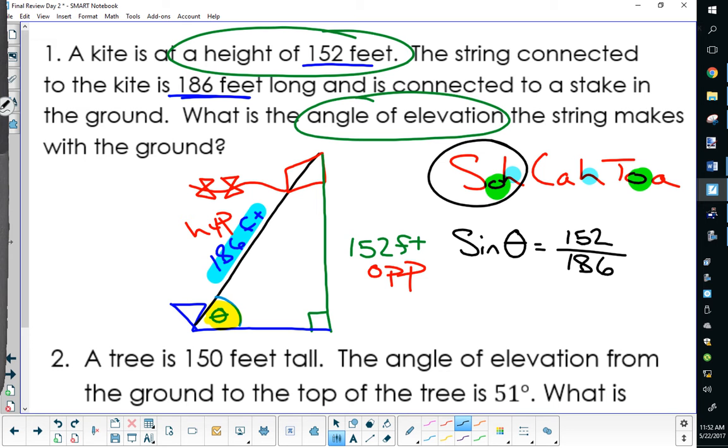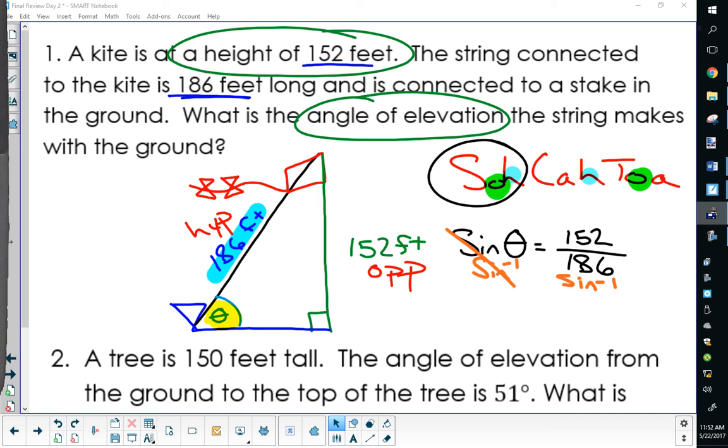My job is to solve for theta. What do I need to do? What do I need to get rid of to get theta by itself? Sine. How do I get rid of sine? Inverse sine. This is a straight calculator problem. So we're going to pick up our calculator and do that.